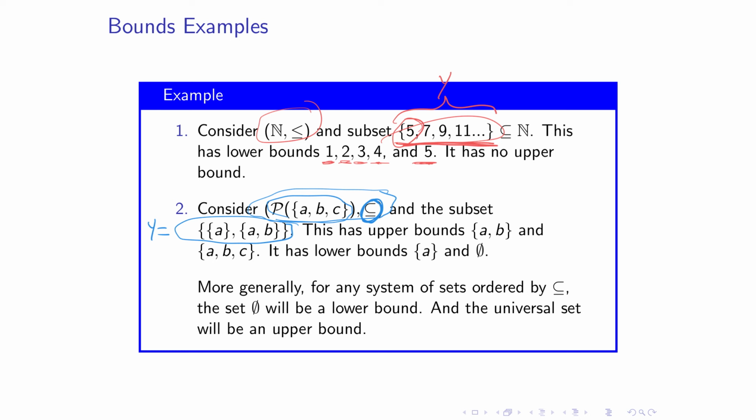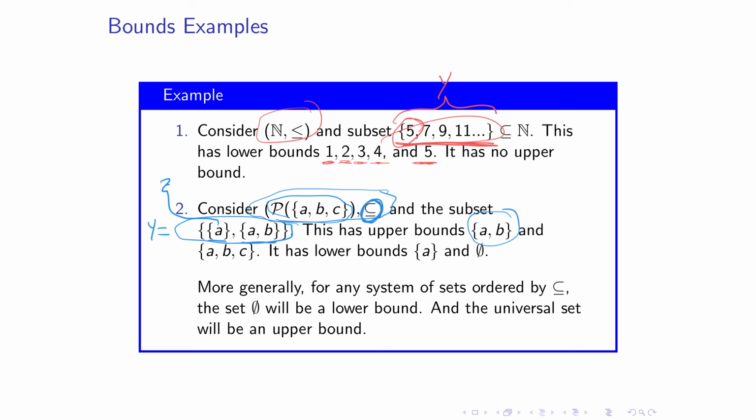Now let's talk about its upper bounds. Certainly the set {a, b} is an upper bound because for every possible member that you could choose from Y, that would be an instance of, in what I said for the definition, an element Z in Y.